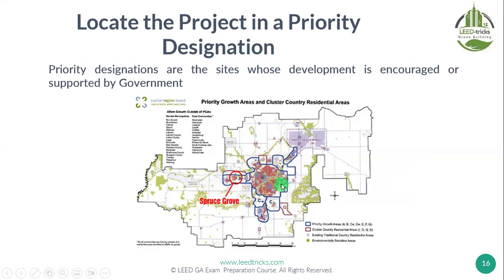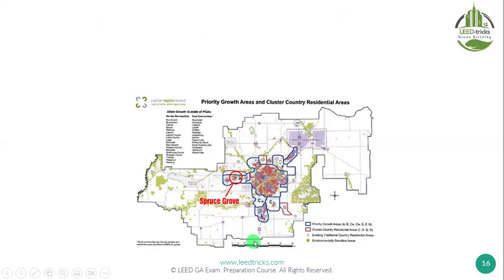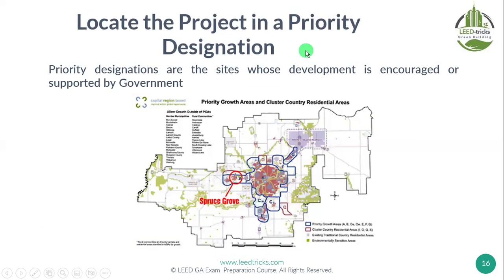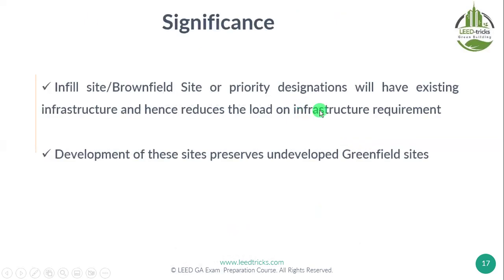Why priority designation, or priority for development? Because these areas have lack of services, lack of health services, education services, polluted, random development, and so on. That's why they put it. This is the third constraint. So in this credit, you need to remember the three constraints: infill historic district, brownfield, priority designation. If you don't remember it this way, you will get confused in the exam.